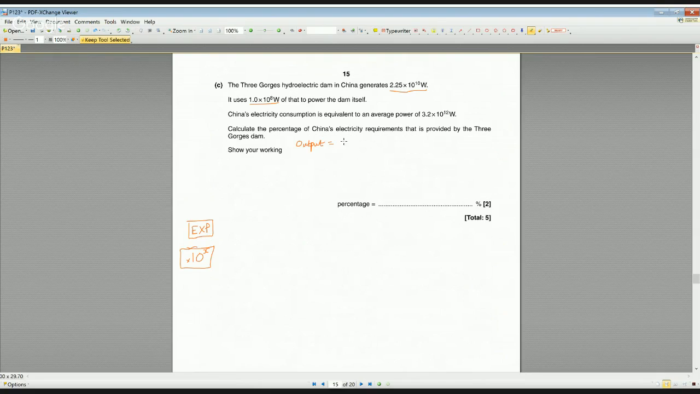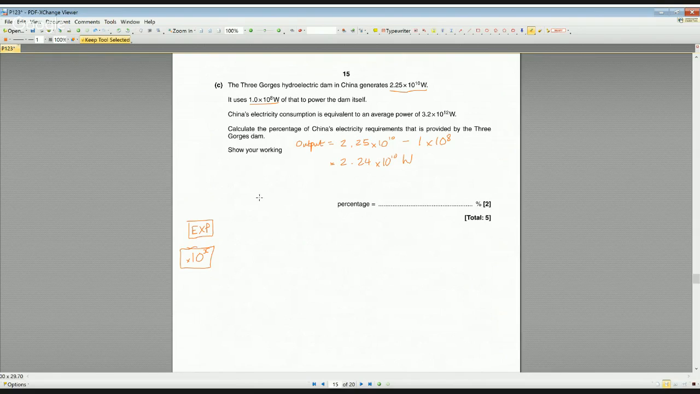So the output is equal to 2.25 times 10 to the power of 10 minus 1 times 10 to the power of 8. And you'll see there, because 1 times 10 to the 8 is around 200 times smaller than 10 to the power of 10, it barely changes the initial answer. That comes out as 2.24 times 10 to the 10 watts.